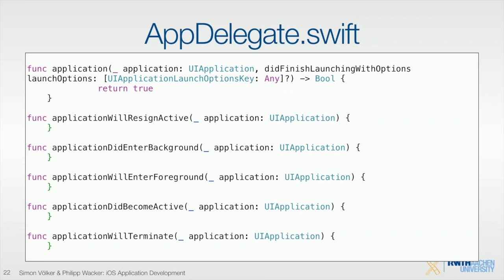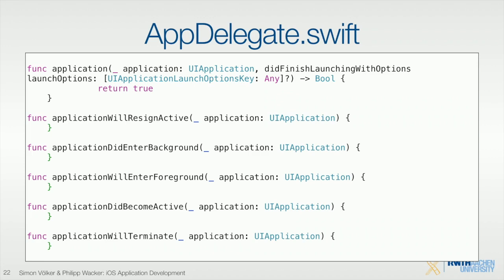Then will resign active is when your app switches to the inactive state and will head out to the background state. So that is something where you can react to, I know that it will come to the background, let's prepare everything, and then do the storing stuff when I'm in the background. And there you get the notification that the application did enter the background. So you can react to those information there.